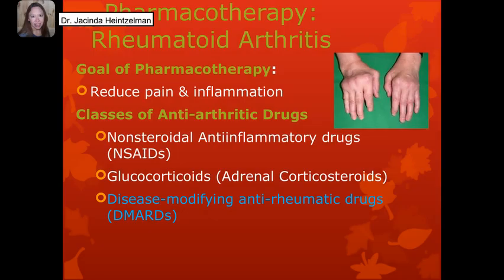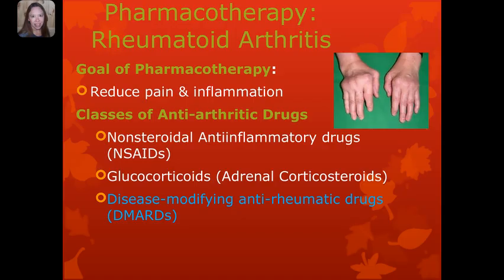Main goal with rheumatoid arthritis when it comes to pharmacotherapy is to make sure we're reducing the pain with our patients and reducing the inflammation. So we do have different classes of anti-arthritic drugs that we will use. The main thing we are using is NSAIDs, so those non-steroidal anti-inflammatory drugs. We also will use glucocorticoids. Typically, though, this is just going to be short-term therapy. And then disease-modifying anti-rheumatic drugs. That's going to be the DMARD class of drugs.